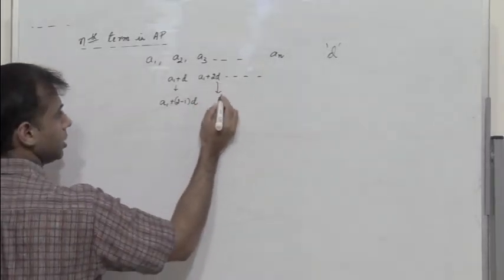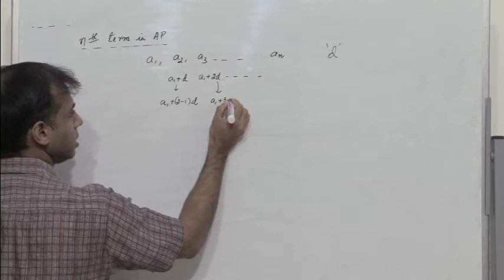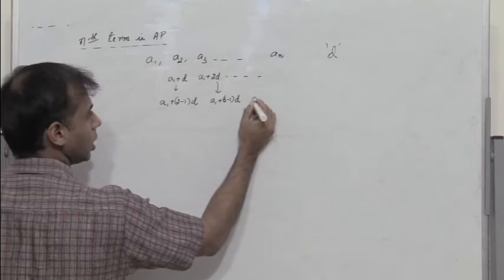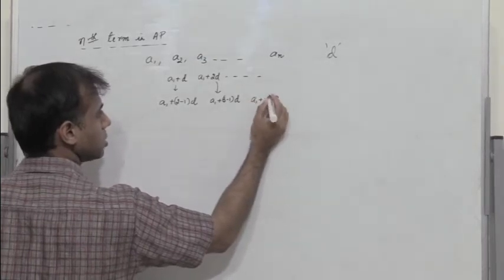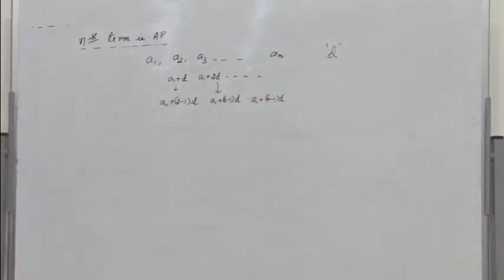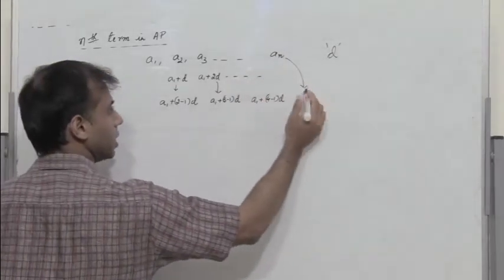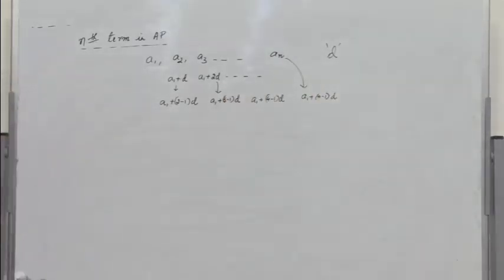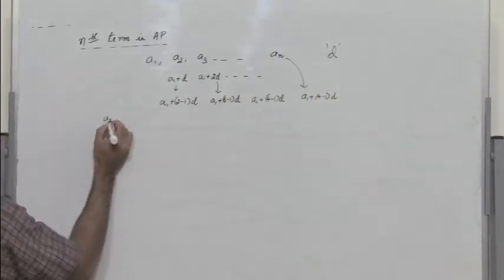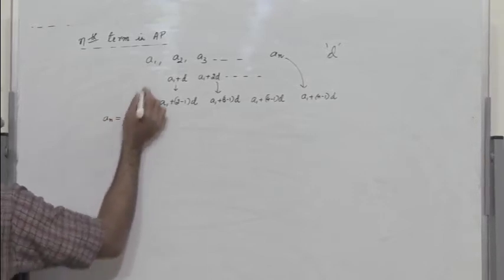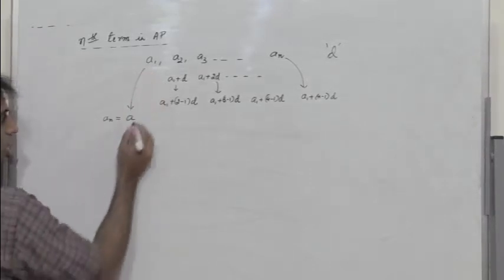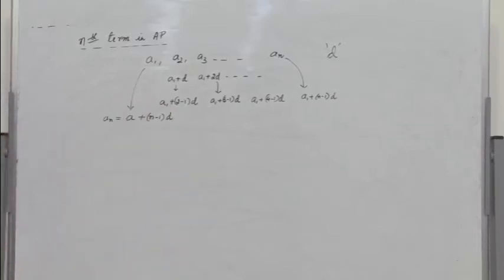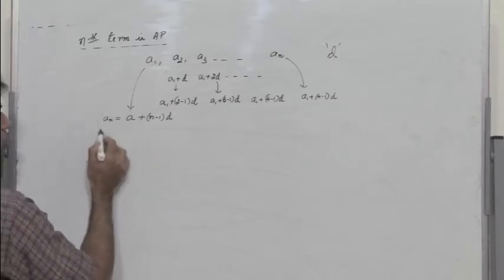This expression can be written as A1 plus 3 minus 1 into D. The fourth term can be written as A1 plus 4 minus 1 into D. And similarly the nth term can be written as A1 plus n minus 1 into D. So in general the expression for the nth term is, if A1 is called A, A plus n minus 1 into D. Right? So we substitute the value of n and we get the expression.